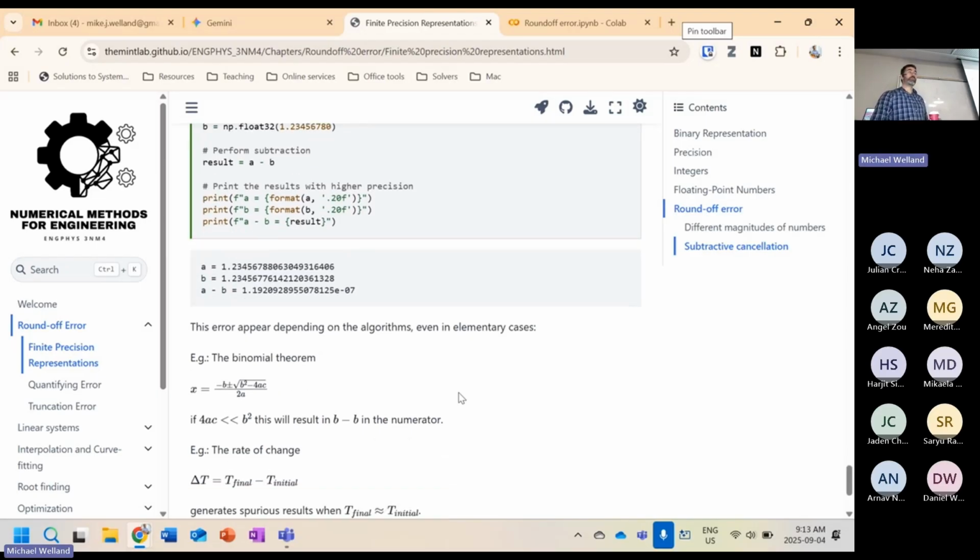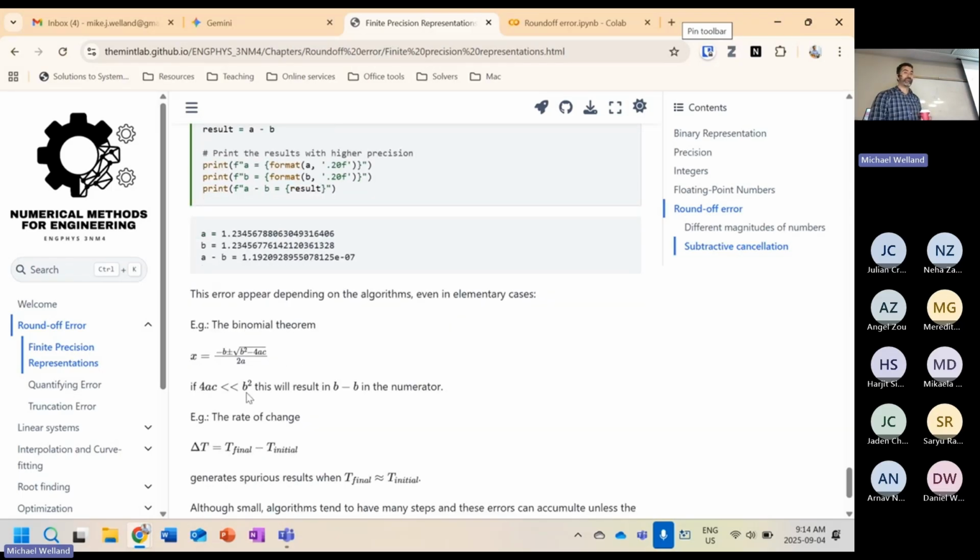Where does this crop up? Binomial theorem, right? Everybody likes to solve quadratics. It's one of these elementary operations. Negative b minus square root of blah, blah, blah. If b is much, much greater than 4ac, you have negative b minus b and change, right? That's an issue with subtractive cancellation, because now you have b minus b plus a bit, and you're into this kind of danger zone, right?